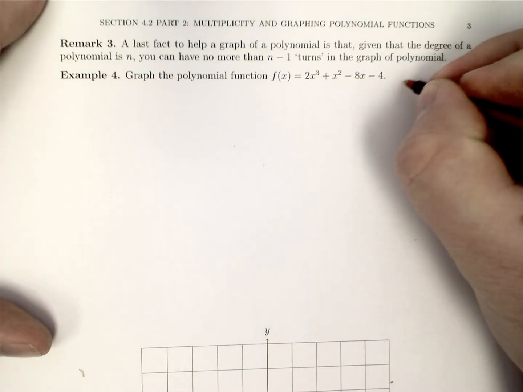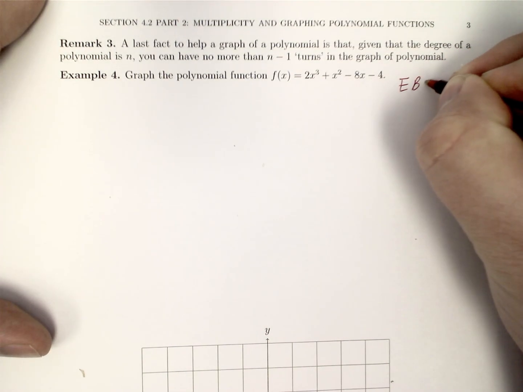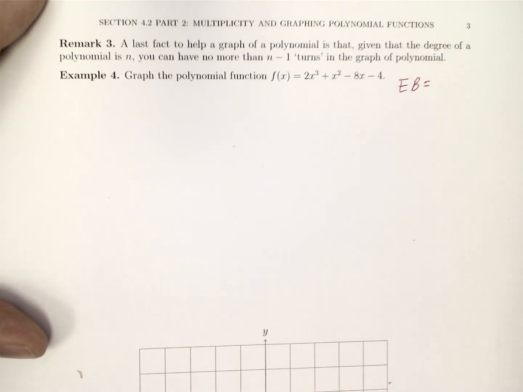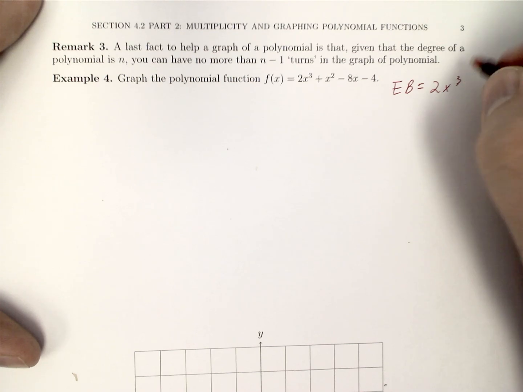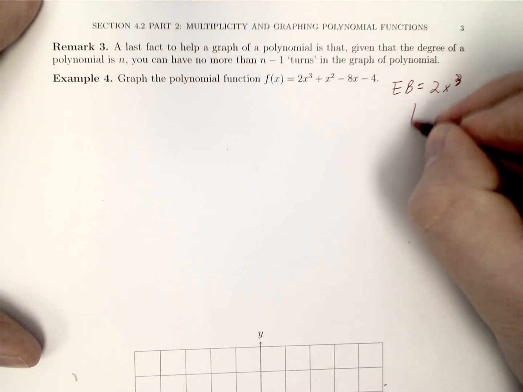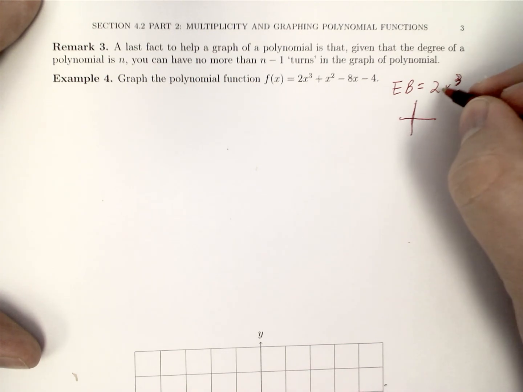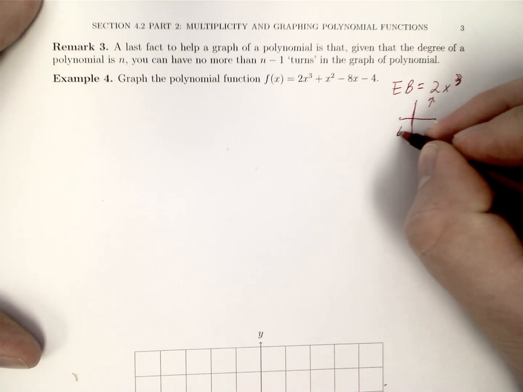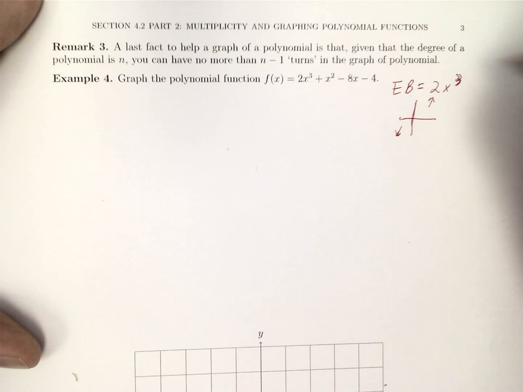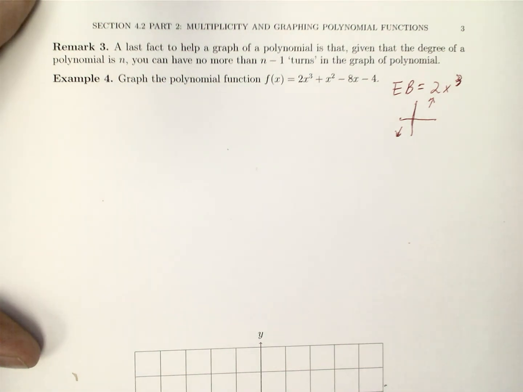First thing, end behavior. Well, this one, it's actually easier for the end behavior because it's already multiplied out. So we have 2x cubed, which looks like, so it's a positive odd. So it looks something like that. Positive coefficient times an odd leading exponent. And we get this.